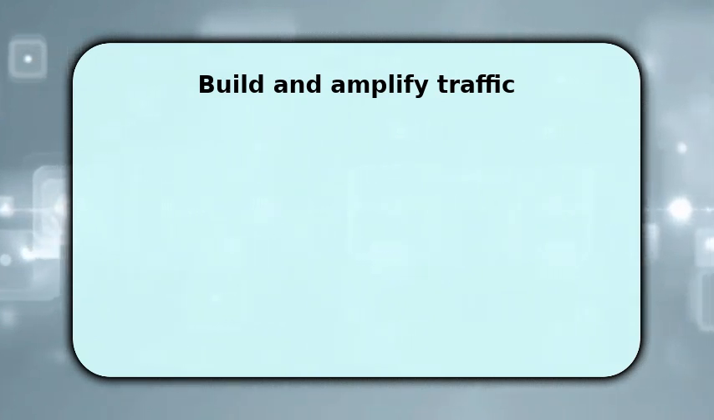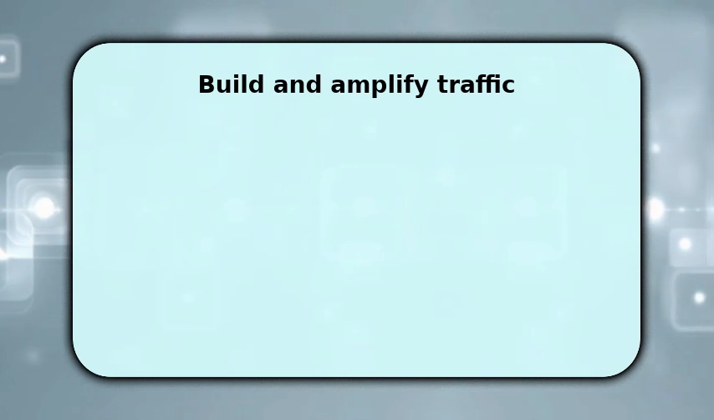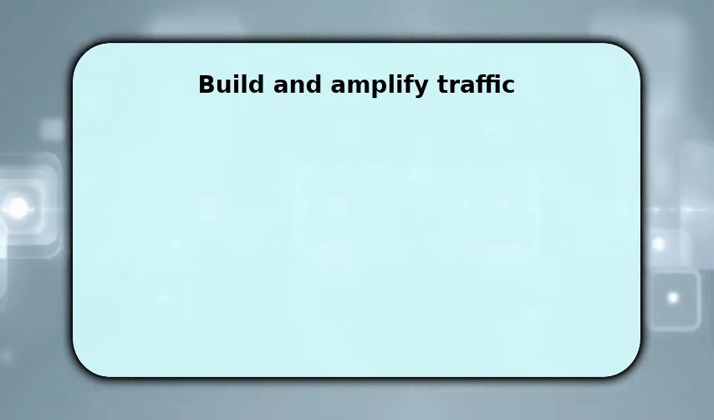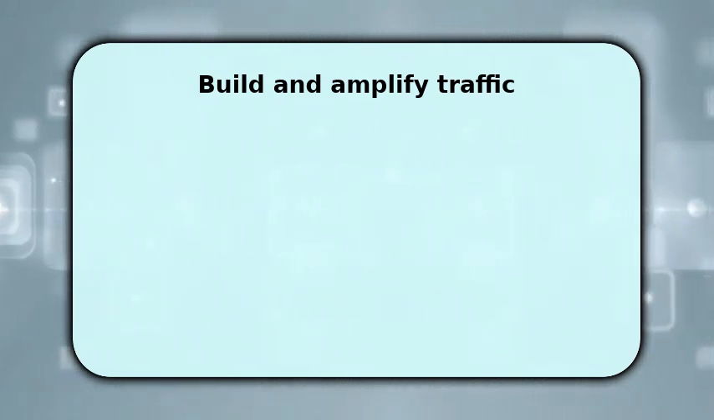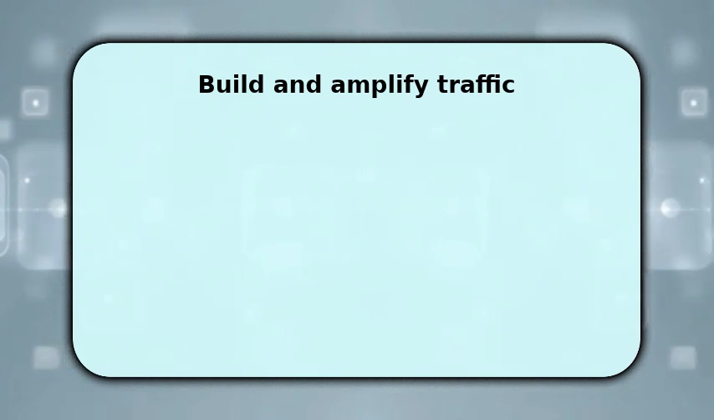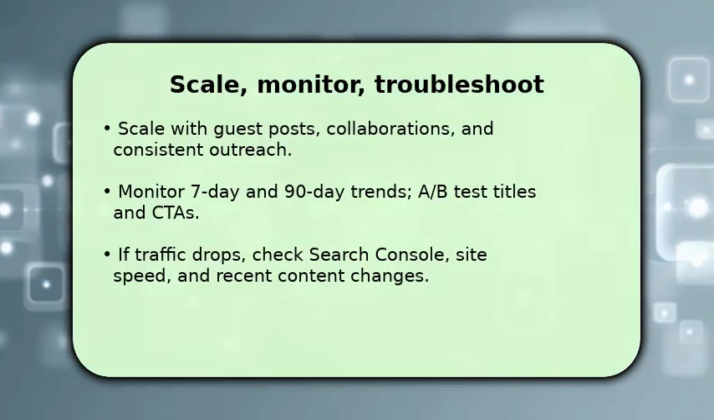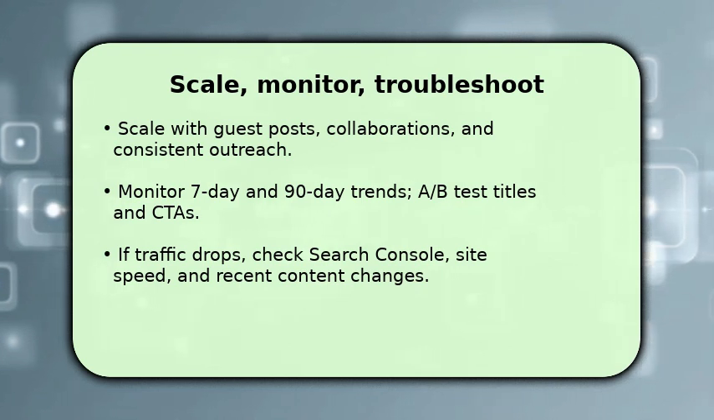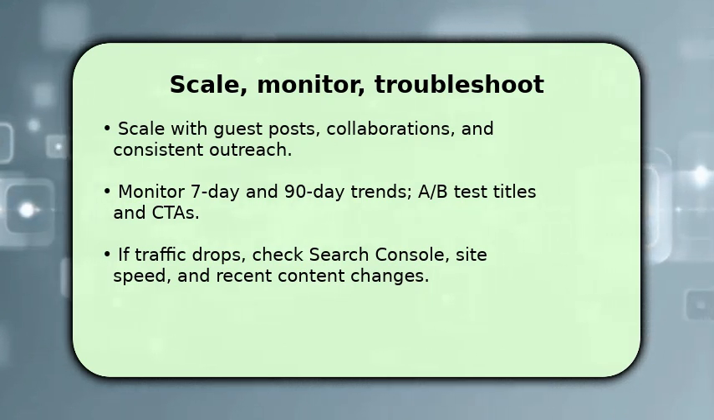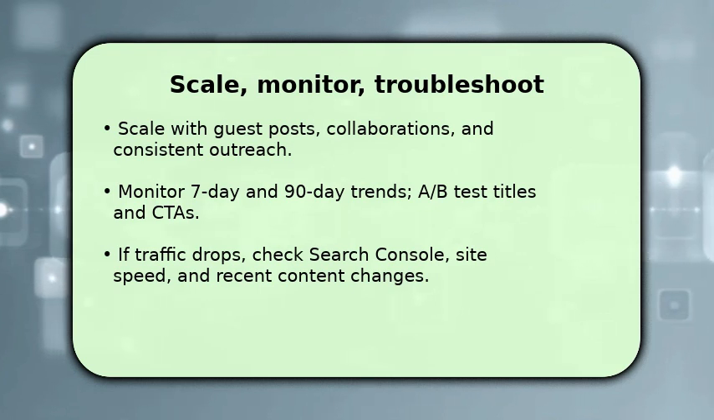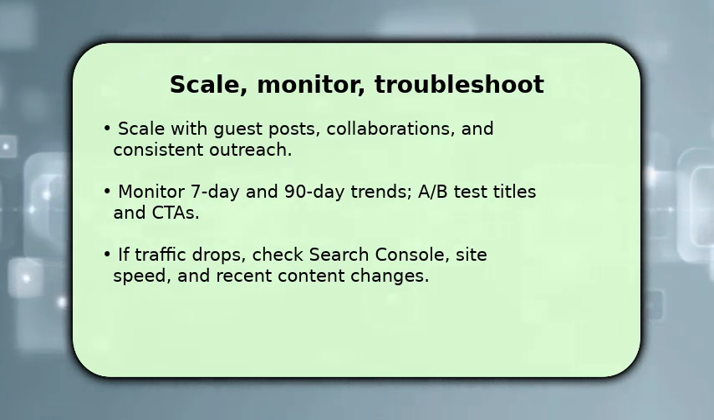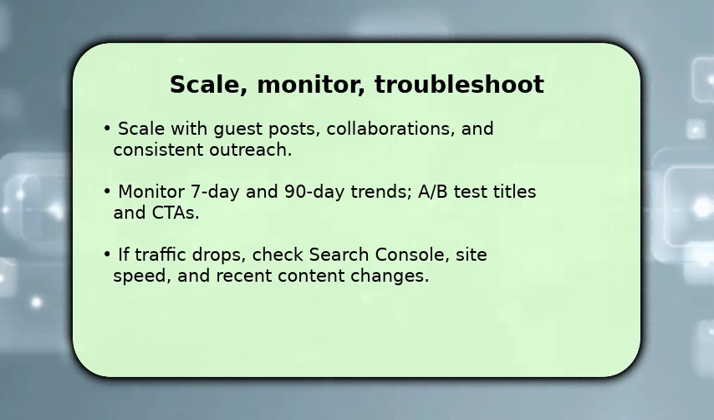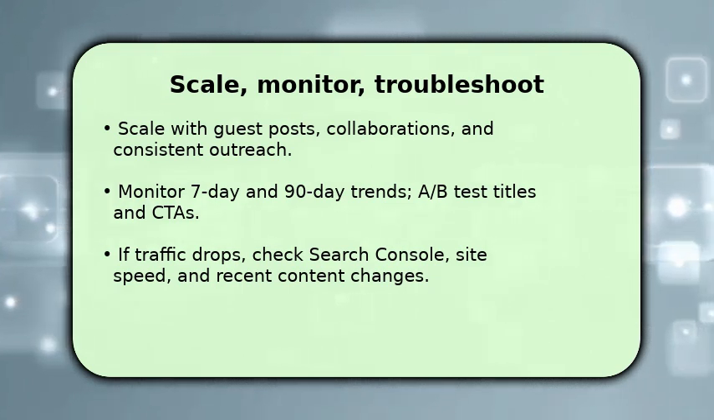Keep measuring engagement in Analytics and iterate. Small changes to titles, thumbnails, or distribution timing often produce measurable lift. To finish the growth loop, scale through guest posting, collaborations, and steady outreach so referral and organic links increase. Monitor both short-term 7-day spikes and 90-day trends to understand momentum, and run A/B tests on titles and calls to action to lift click-through rates.